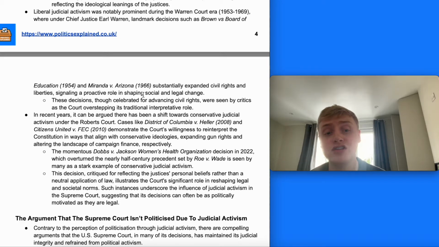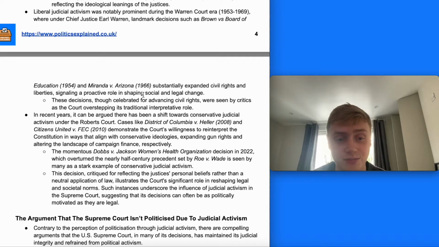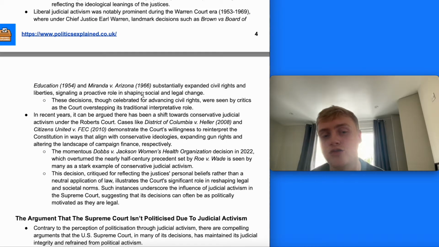Further, the overturning of Roe v. Wade in 2022 overturned a nearly half-century precedent and is seen as a stark example of conservative judicial activism. This decision, critiqued for reflecting the justices' personal beliefs rather than neutral application of the law, illustrates the court's significant role in shaping the legal system and societal norms.